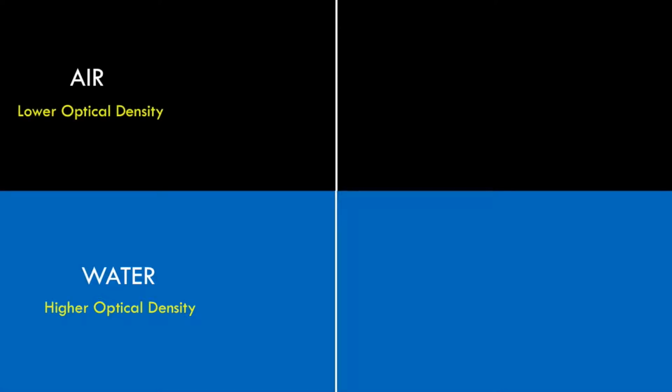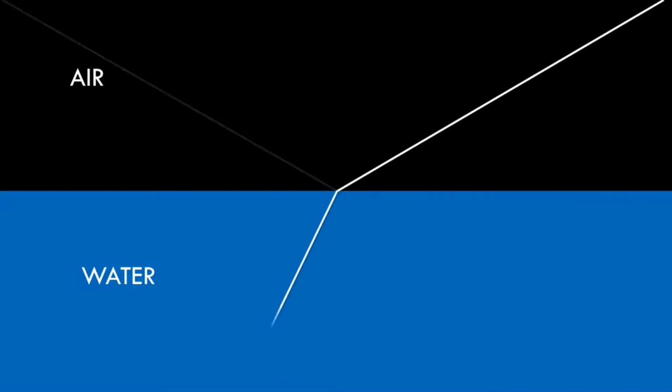Similarly, as a ray of light moves from air to water, its speed reduces. This is because the optical density of water is higher than the optical density of air. When this ray of light travels at an angle from air to water, its speed reduces, and its direction also changes. This change in direction of a ray of light is called refraction. Apart from being refracted, the ray of light also suffers partial reflection by the surface of water.